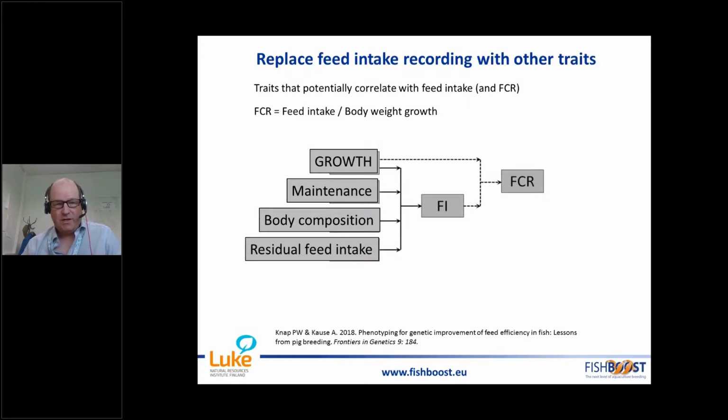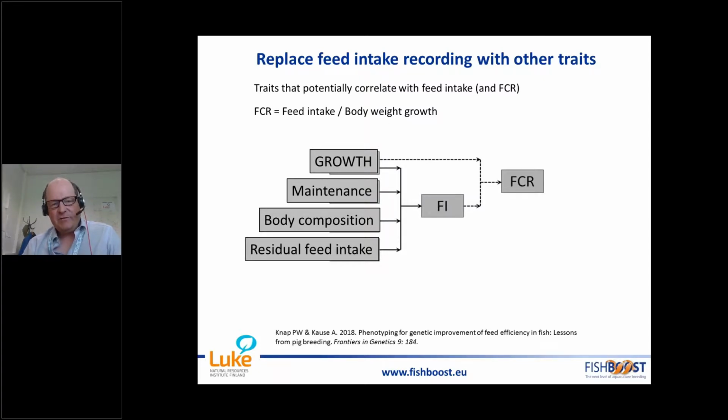And the traits that are available are, for example, maintenance costs. So if you have an animal which has very high maintenance energy costs for just being there, then it tends to be an inefficient animal. Body composition is another one. We know that depositing lipid and protein require different amounts of energy. And also that if you eat very, very much, then you tend to deposit lipid, which may not be very efficient.